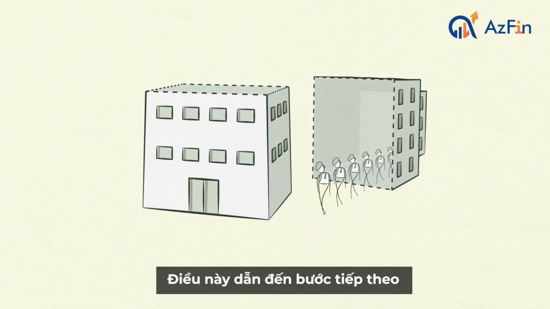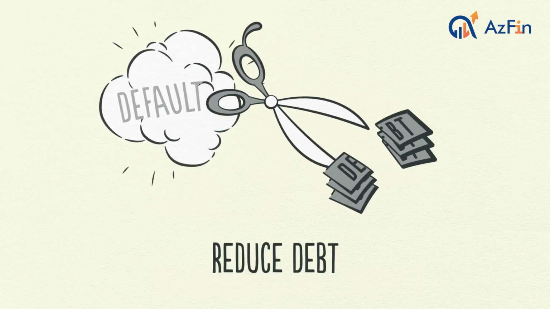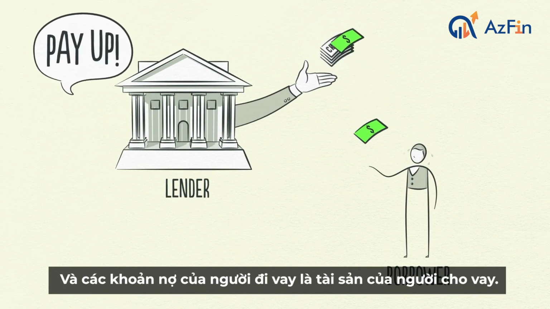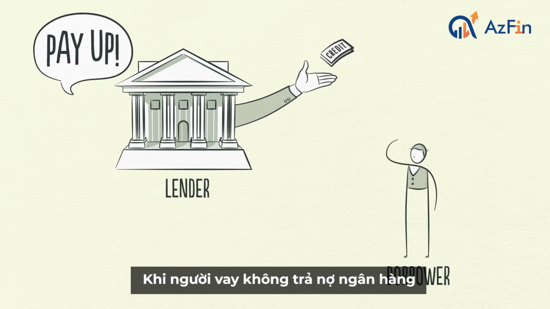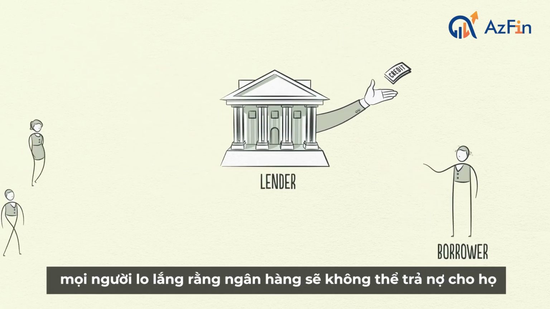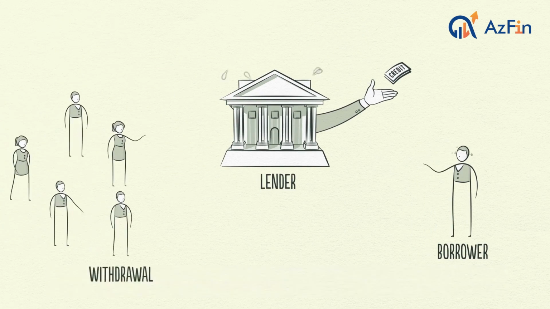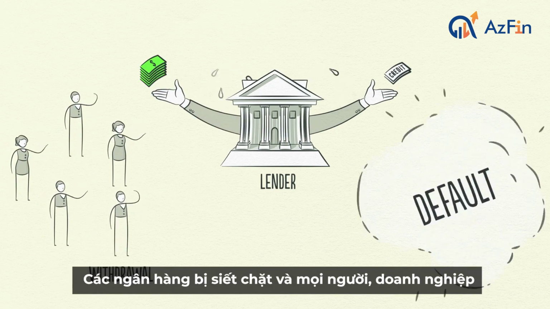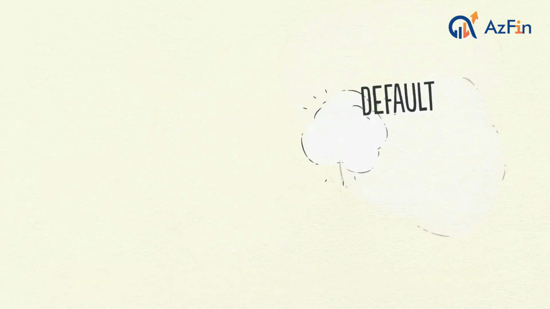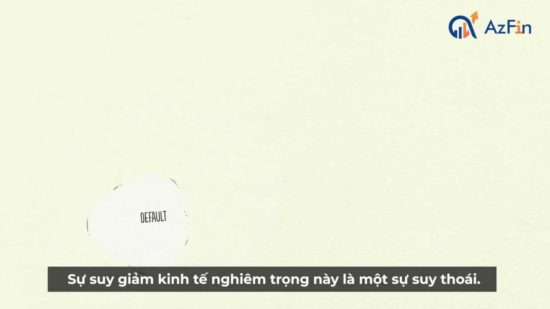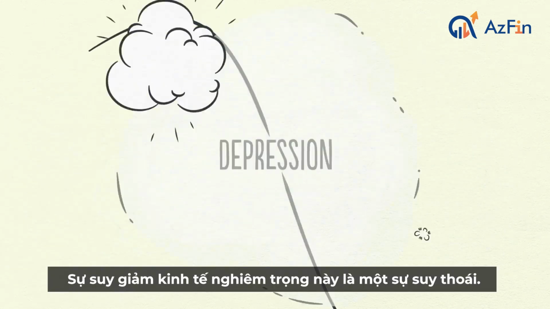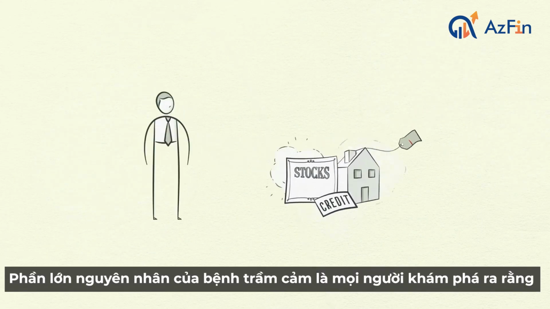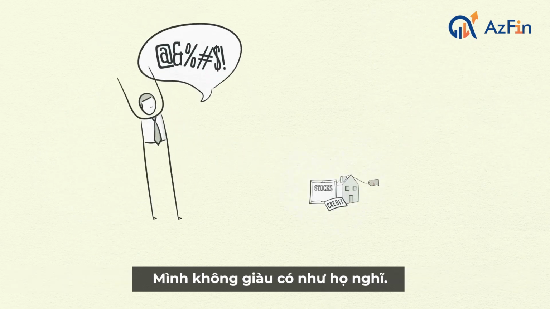This leads to the next step. Debts must be reduced. Many borrowers find themselves unable to repay their loans, and a borrower's debts are a lender's assets. When a borrower doesn't repay the bank, people get nervous that the bank won't be able to repay them, so they rush to withdraw their money from the bank. Banks get squeezed, and people, businesses, and banks default on their debts. This severe economic contraction is a depression. A big part of a depression is people discovering much of what they thought was their wealth isn't really there.